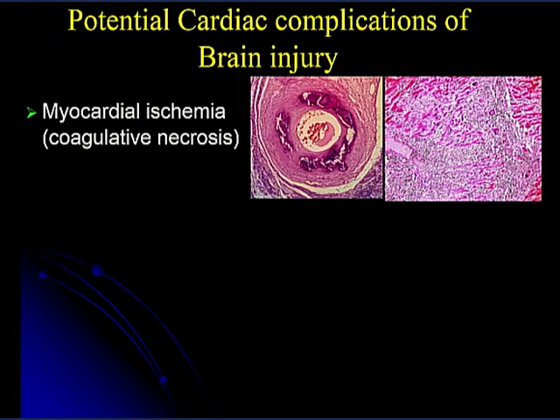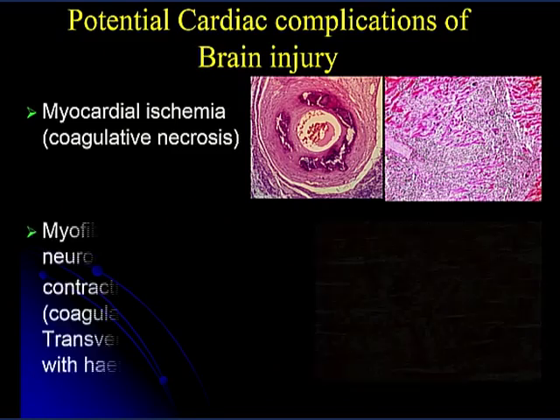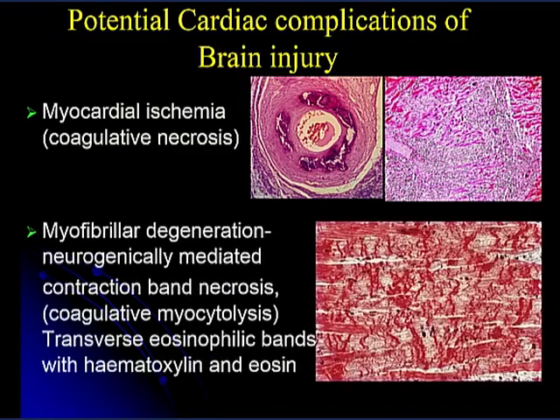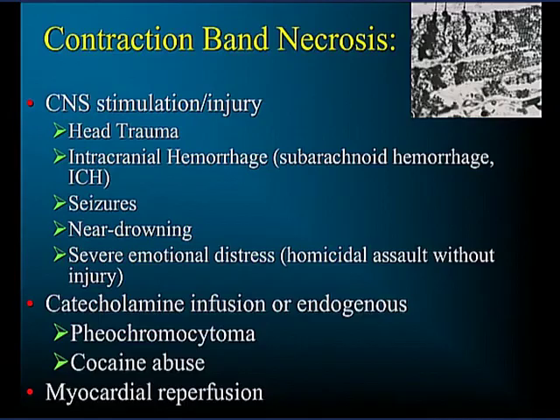Now, the other thing to be aware of is the myocardial ischemia. We know that you have coagulative necrosis, but with intracerebral injury, we have this thing called myofibrillar degeneration, which is also known as contraction band necrosis, based on the fact that the muscles are dying in this hypercontracted state. So you see these transverse eosinophilic bands that are associated with subarachnoid hemorrhage, head trauma, intracerebral hemorrhage, near drowning, and first described in patients with pheochromocytoma.